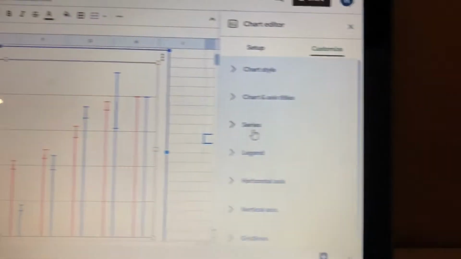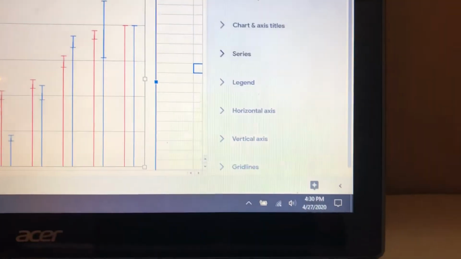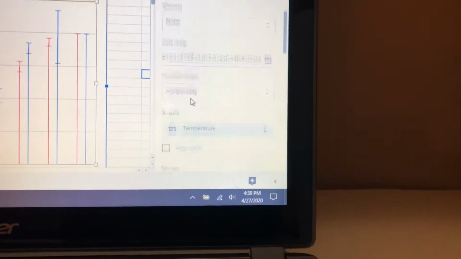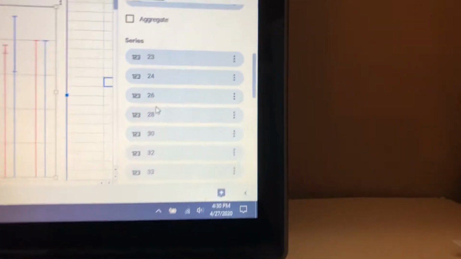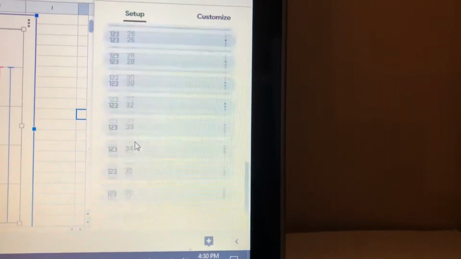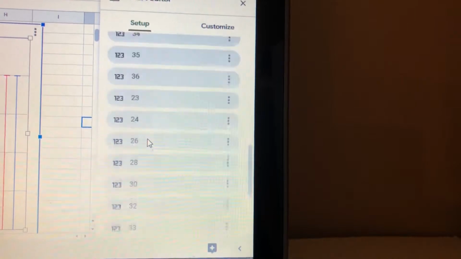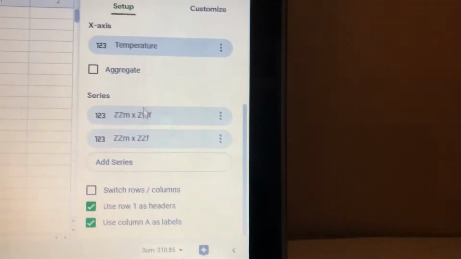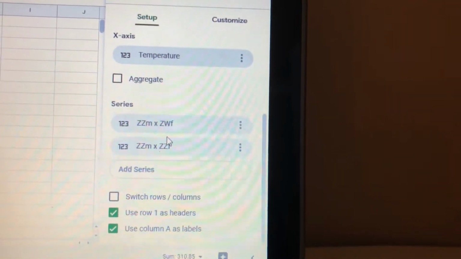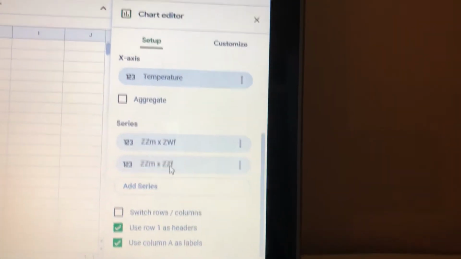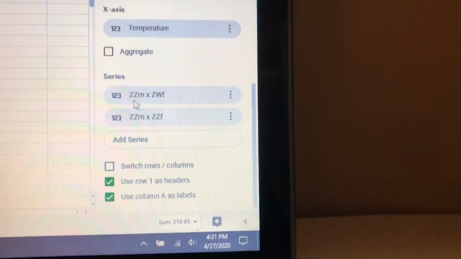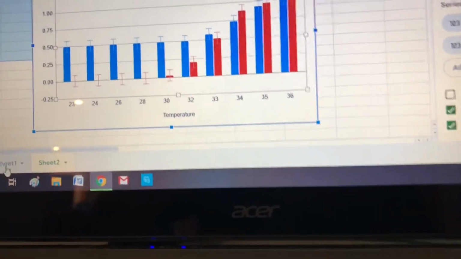So let's see, I want to look at the series. How many series are in here? So setup. Look at all of these series, right? All of those, each individual data point is its own series. If I go back to the way that we did it the first time, let's look at the setup here. Look at, there's only 2 series. There's 1 series for each color. We actually have to make a series for each data point, and that's the difference here.